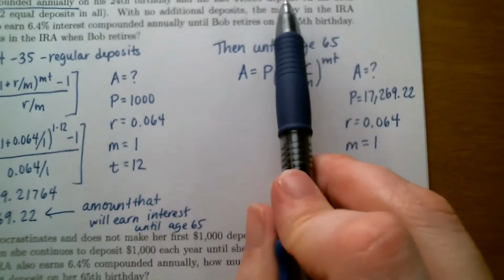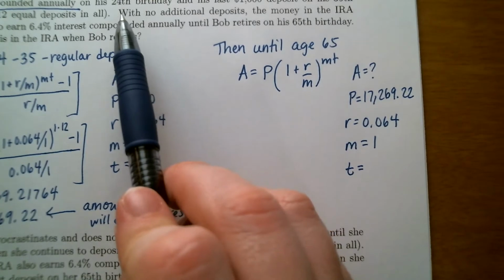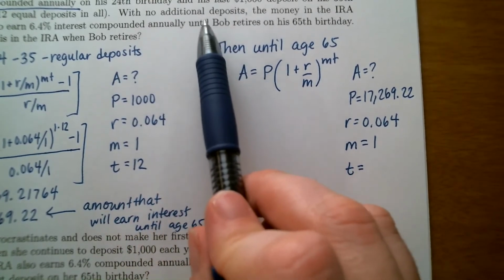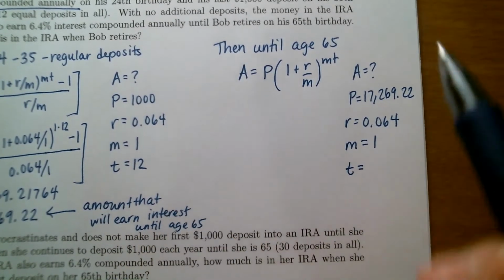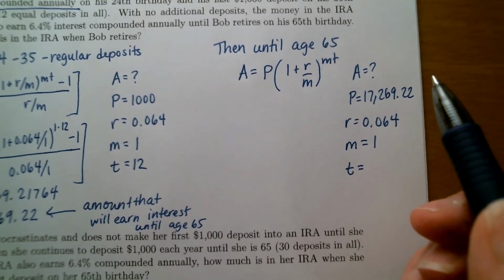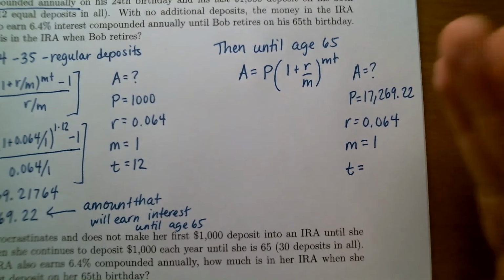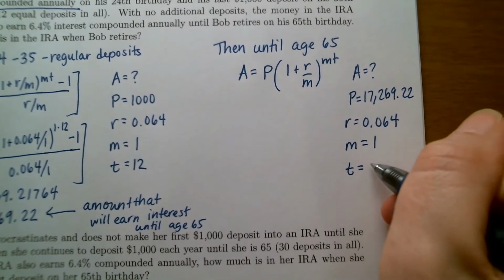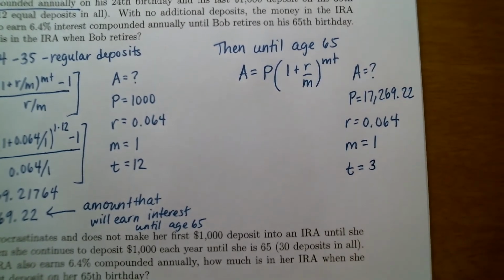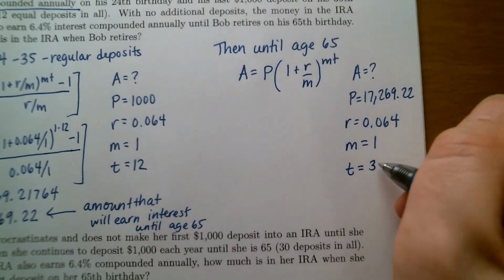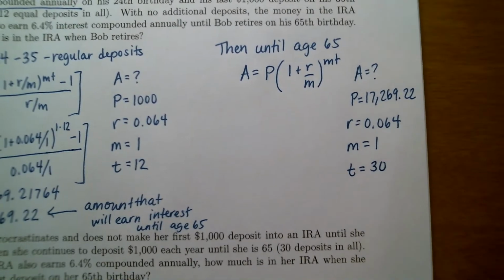He made his last deposit on his 35th birthday. And then after that, we're trying to figure out what's going on until his 65th birthday. So time's going to be from 35 to 65, or actually it should be from 36 to 65. So that is 30 years.